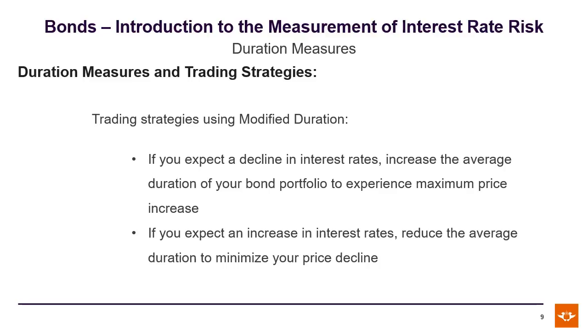If you expect a decline in interest rates, then you want to increase the average duration of your portfolio in order that you will benefit from maximum price increases. And if you expect an increase in interest rates, you want to reduce the average duration of your portfolio to minimize the price decline or decreases.